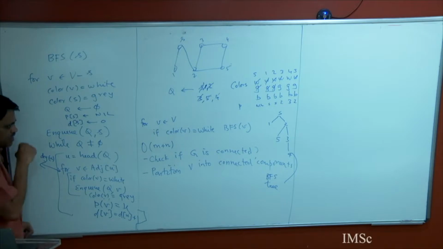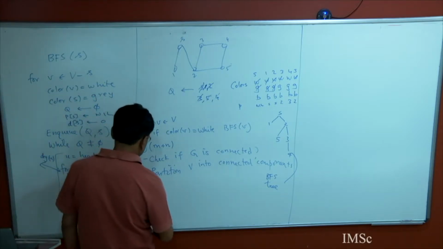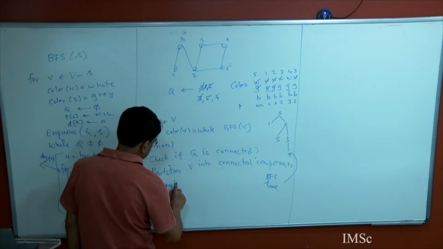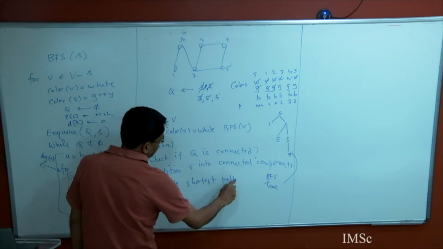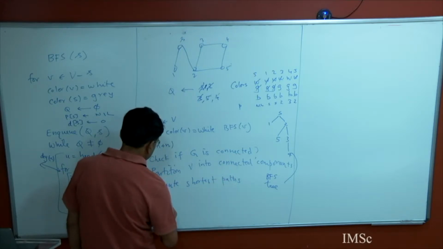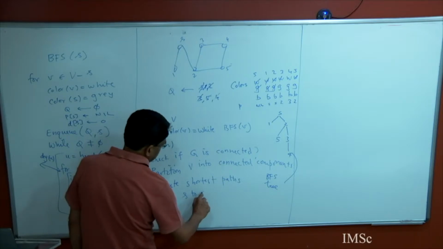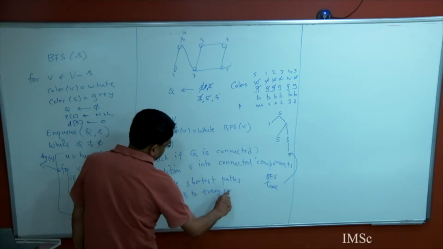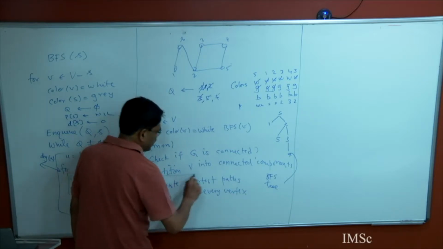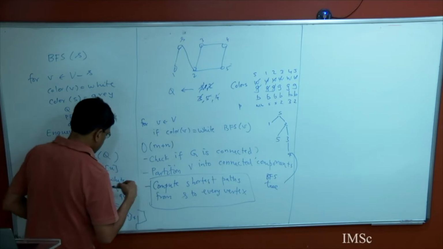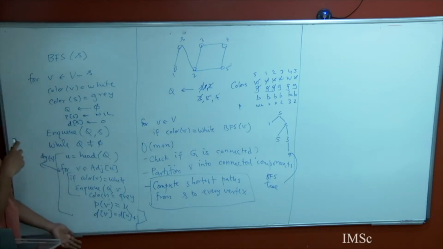Okay, so I'm going to say shortest paths from S to every vertex. Every vertex is reachable from S, right? So this needs a proof. I'm going to do it now. In particular, what I want to claim is the D value stored at the end is actually the shortest distance from S to that vertex.